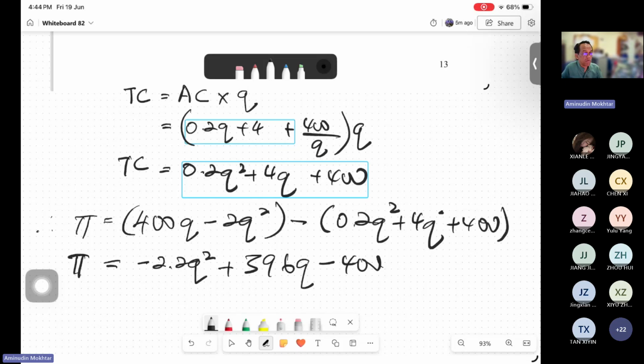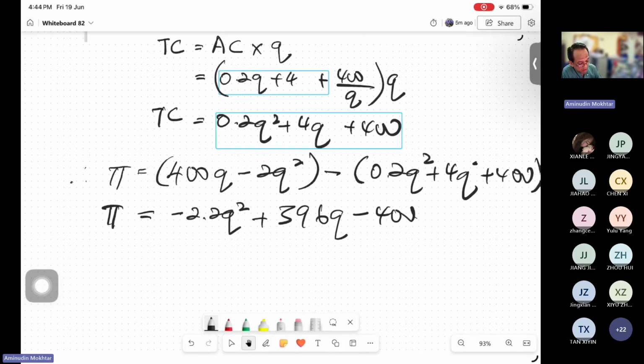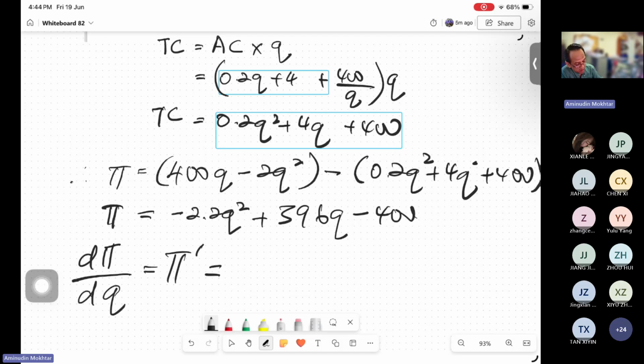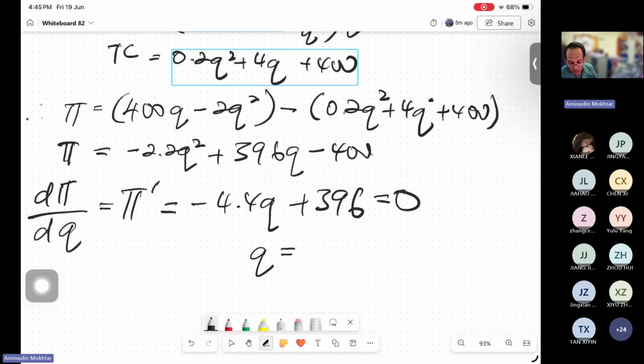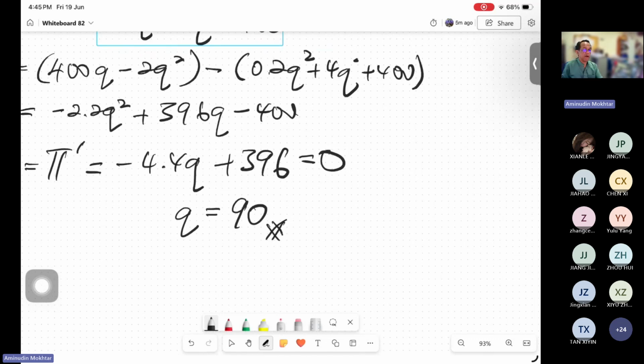In order to find the quantity that gives maximum profit, we just take the first derivative, d pi dq, or pi prime. So this is negative 4.4q plus 369 equal to 0. So we just solve the equation, q equals 90. Okay, that is the answer. That is the quantity that maximizes profit.